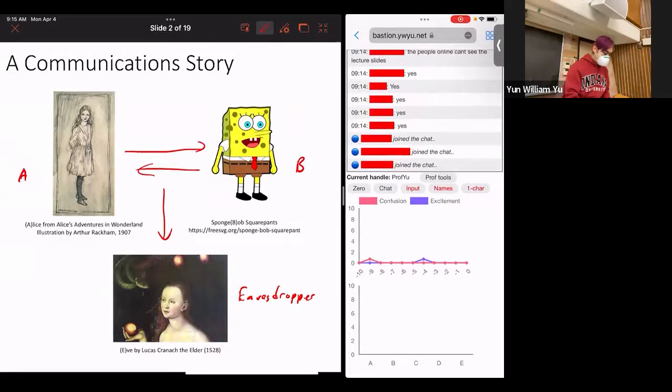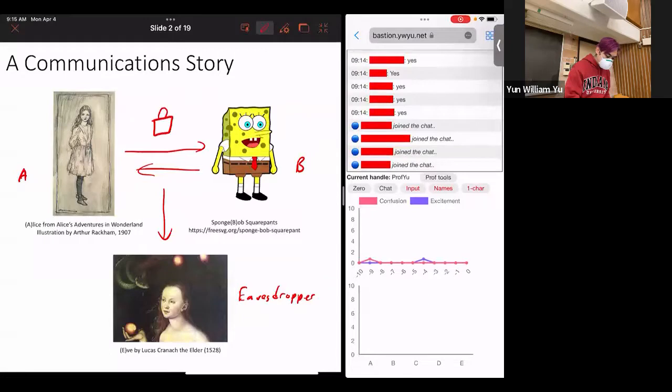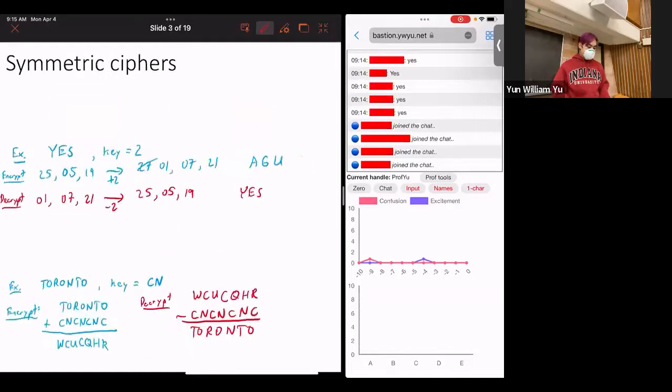So we're going to put a lock on it, and that's basically the story of encryption, right? You want to keep some privacy by not revealing to eavesdroppers what you're saying to each other. But now there's a bit of an issue.